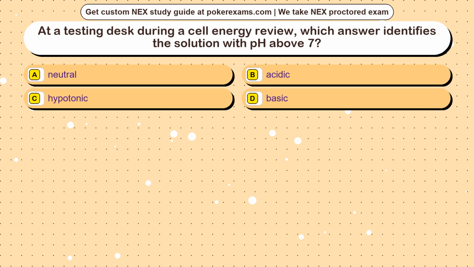Question 23. At a testing desk during a cell energy review, which answer identifies the solution with pH above 7? Option A, neutral. Option B, acidic. Option C, hypotonic. Option D, basic.